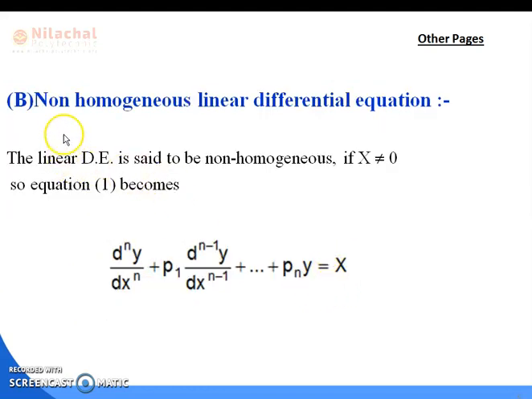Now we have to study non-homogeneous, which means capital X is not equal to 0. The linear differential equation is said to be non-homogeneous if capital X is not equal to 0. So equation 1 becomes d^n y by dx^n plus p1 d^(n-1) y by dx^(n-1) plus dot dot up to pn y equal to capital X, which means some function will be there. Then that equation is known as non-homogeneous. If the right hand side equals 0, that equation is known as homogeneous.